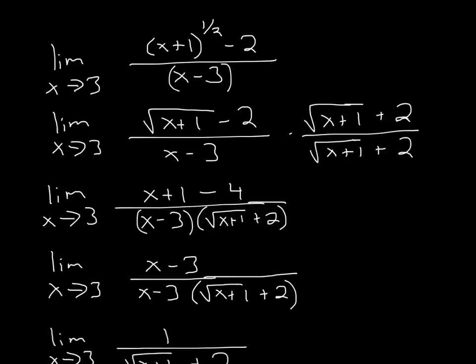Okay, so for this problem, it's the limit as x approaches 3 of (x plus 1)^(1/2) minus 2, over x minus 3. So if you plug in 3 into this problem, you'll see that you'll get 0 over 0, and so we have to do something different.